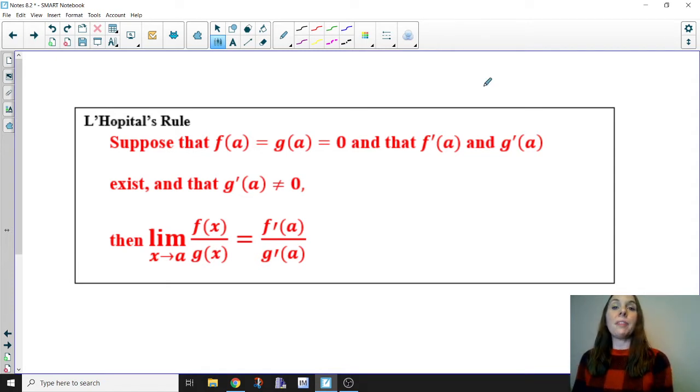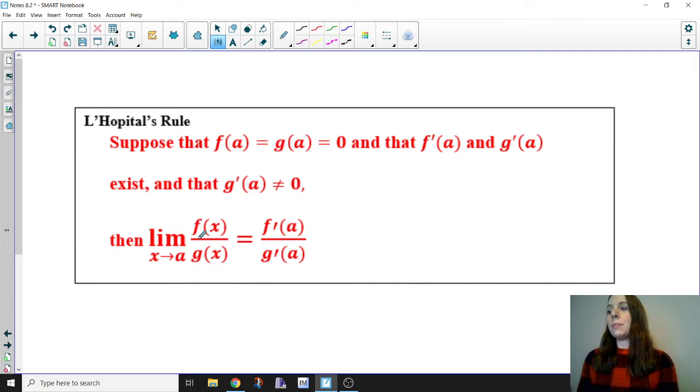So in the wording that we have here for L'Hopital's Rule, what we are seeing is that the function f at a and the function g at a both result in 0, which would give our limit here a 0 over 0 indeterminate form. If that's the case, and we have the derivative of f at a and the derivative of g at a existing, and g prime of a not equal to 0, then we can evaluate the limit as x approaches a of f of x over g of x by evaluating the derivatives of the functions at x equals a.